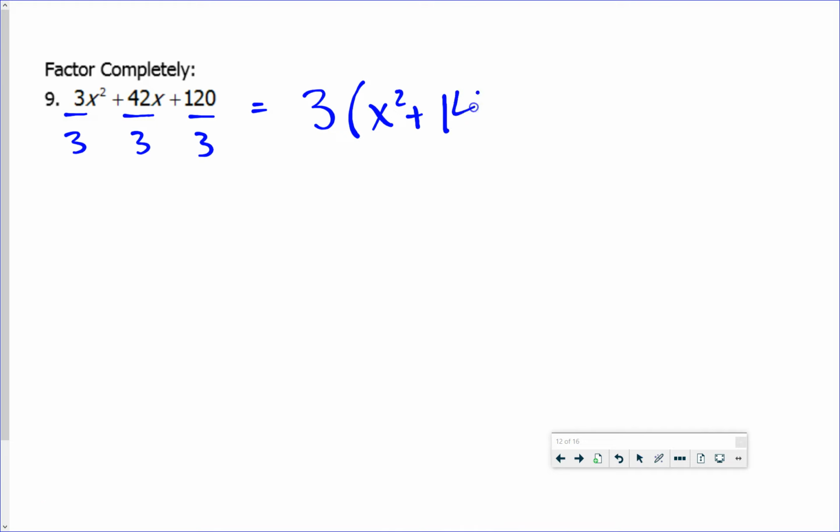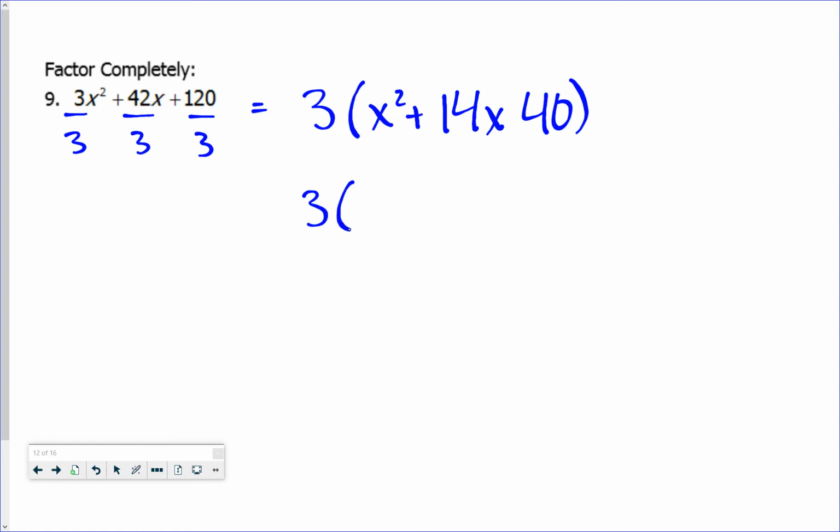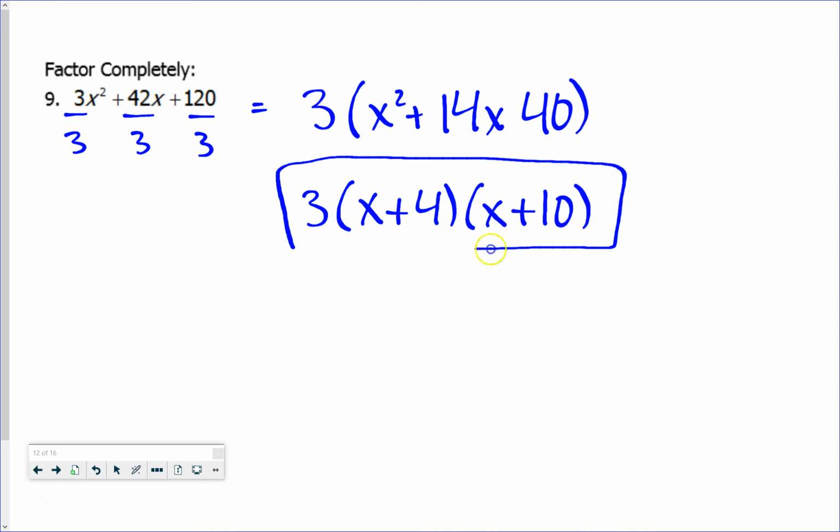42 divided by 3 is 14. There we go. 120 divided by 3 is 40. Do I have to do slip and slide with this problem? No, because the GCF was the value of A. So now I can just factor like normal. What multiplies to give me 40 but adds to give me 14? Do I have to divide anything out? No, you didn't slip. You're not going to slide. And that, my friend, is all we have to do for that problem. We did not have to do slip and slide because there was a GCF, and that GCF took that value away.